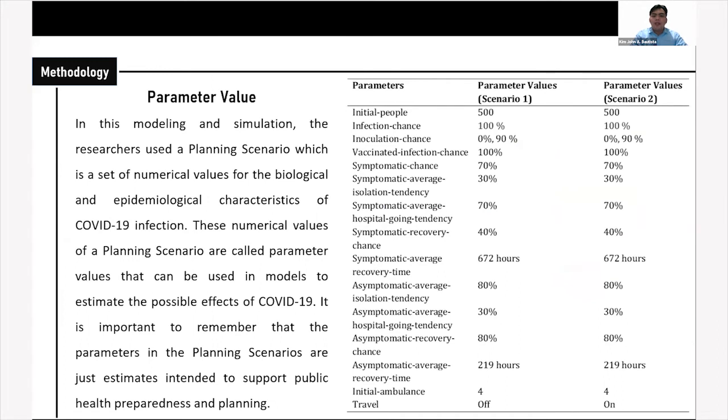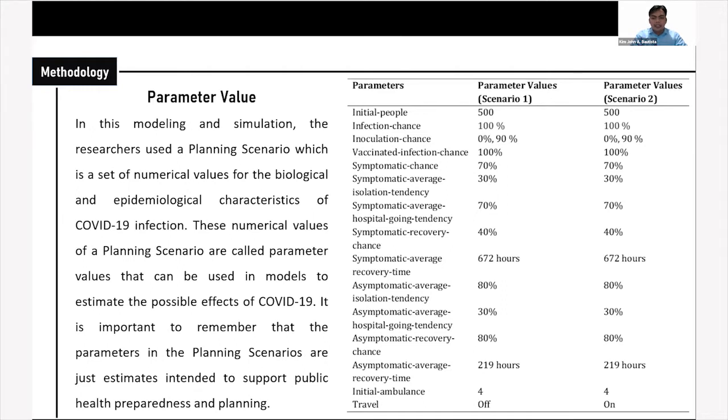Now, I will discuss the methodology of our study. Parameter values. In this study, an epidemiological simulation model is developed to demonstrate the effect of vaccination in mitigating the spread of COVID-19 infection and whether herd immunity can be attained with the help of vaccination. In this modeling and simulation, the researchers used a planning scenario, which is a set of numerical values for the biological and epidemiological characteristics of COVID-19 infection. These numerical values of a planning scenario are called parameter values that can be used in models to estimate the possible effects of COVID-19. It is important to remember that the parameters in the planning scenarios are just estimates intended to support public health preparedness and planning.